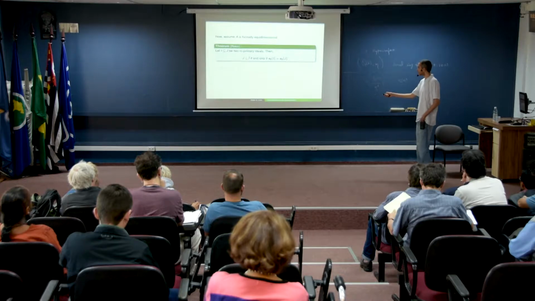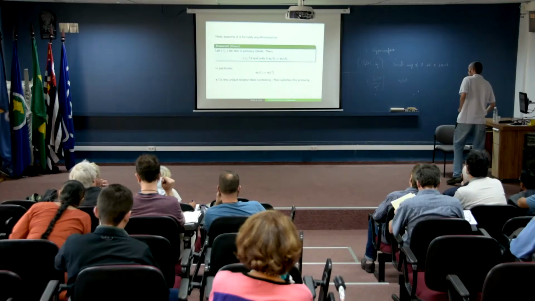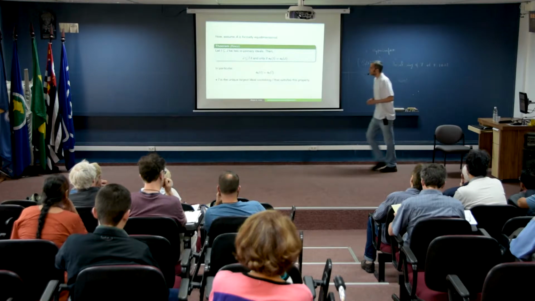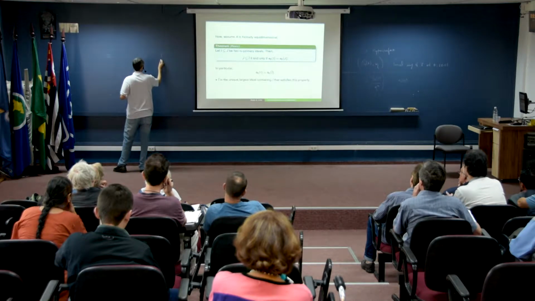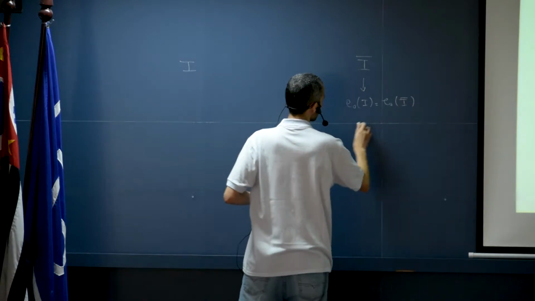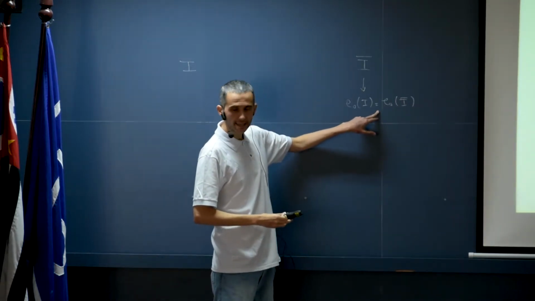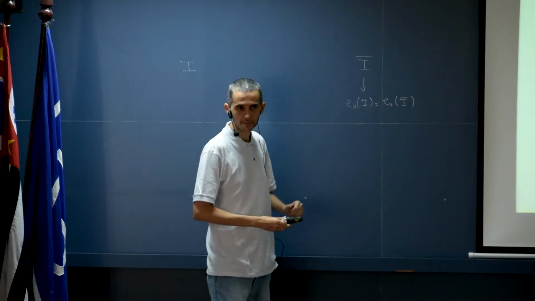Okay? So, in particular, this I bar is one that agrees with I at level zero. Since this is actually an equivalence, I bar is the unique largest ideal containing I which satisfies this property. Okay? Just to be organized, let's put here these two ideals, I and I bar, and here its property. So not only does I bar satisfy this, but it has a uniqueness and maximality property.